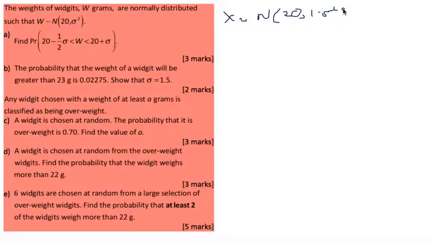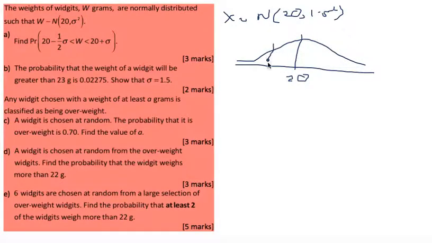and the standard deviation is 1.5. So what I want to do on this one, a widget is chosen at random, find the probability it's overweight is 0.7. I'm going to draw a quick diagram. 20 in the middle, excuse my shaky drawing. And this is A because 70% are overweight. 70% of them must be bigger than A. And I can do this directly from my calculator. The diagram's probably enough working out.